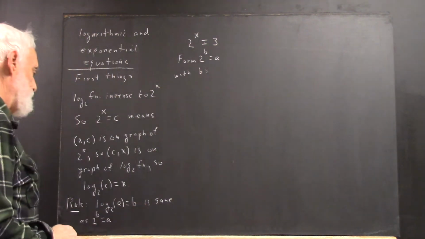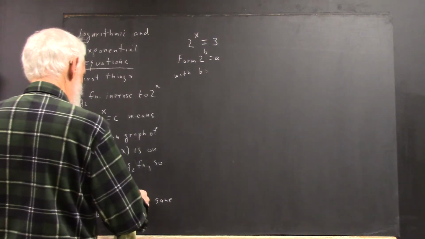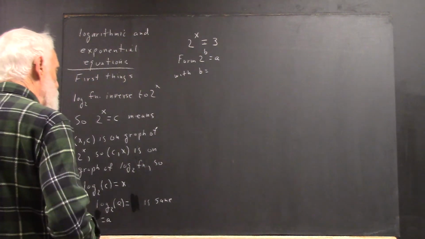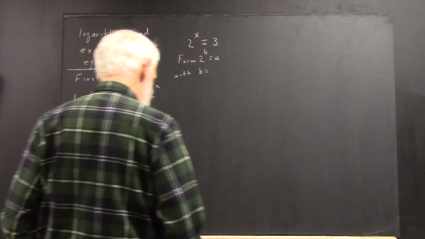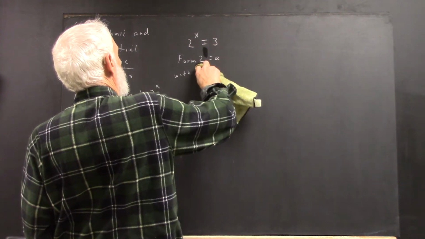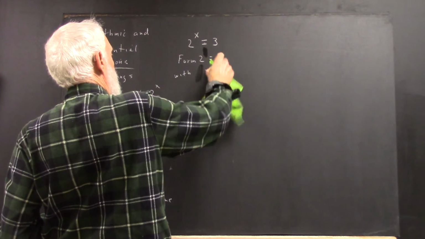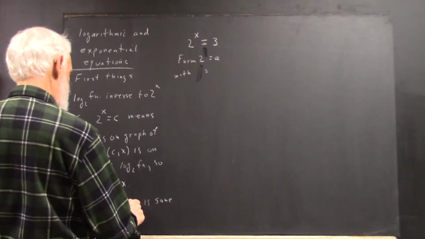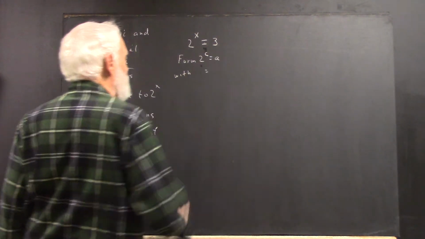You know what? I'm going to change this right now because we're going to have a problem with it later. I don't want to use b there. The reason is I use b for the base of an exponential or logarithmic, and I know better. So I'm going to go to the next letter of the alphabet and use c here. Okay, so this is the form 2 to the c equals a.